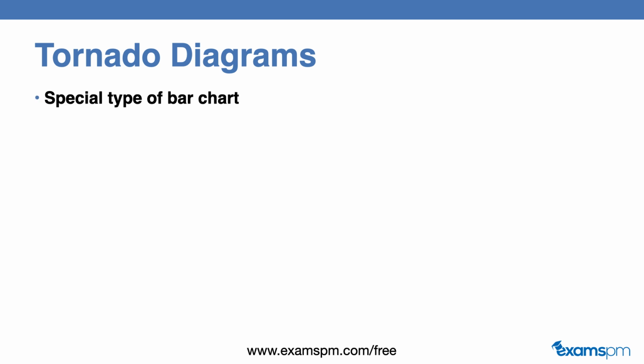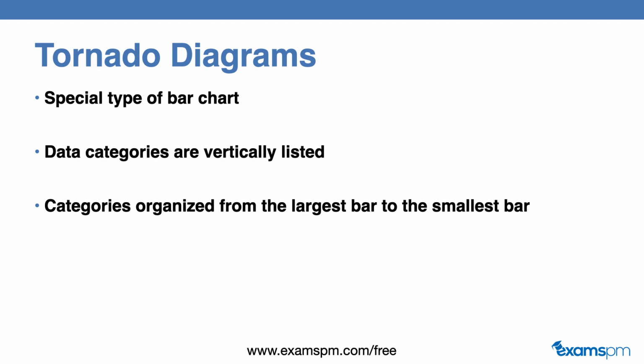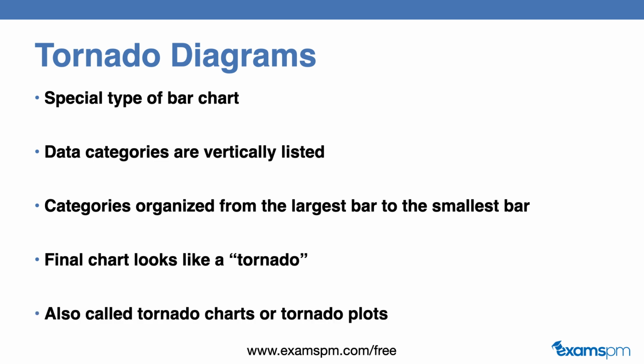So a tornado diagram is also sometimes called a tornado plot, tornado chart, or butterfly chart. This is a special type of bar chart where the data is in categories that are listed vertically instead of horizontally. The categories are ordered so that the largest bar appears at the top of the chart, the second largest bar is second from the top, and so on. This is why it's called a tornado, because the final chart resembles the shape of a tornado.